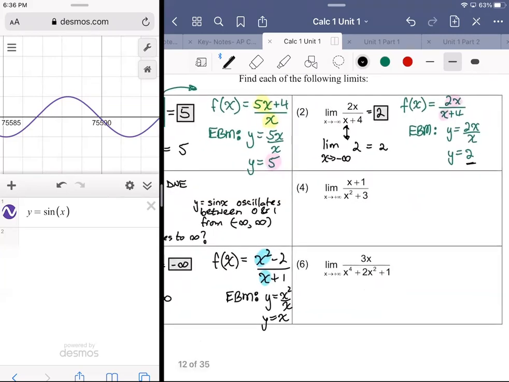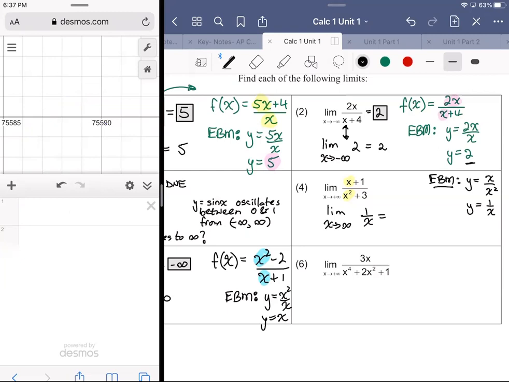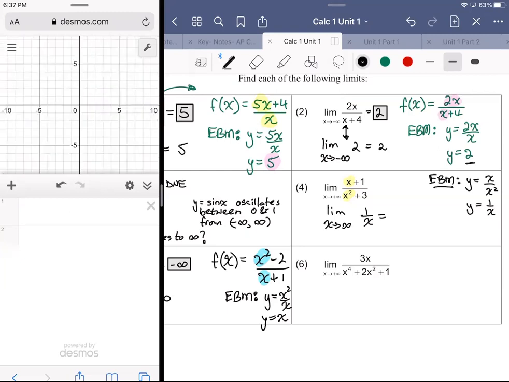But looking at number 4, now we're back to something that fits with the end behavior model approach. So we take the term with the highest power top and bottom, and divide them. So for the EBM, it'd be y equals x over x squared, which would simplify to 1 over x, right? So instead of finding the limit of this, we'll find the limit as x approaches infinity of a simpler function that we know behaves the exact same way as the original function for large values of x. And again, this isn't a proof, it's just a demonstration and justification.